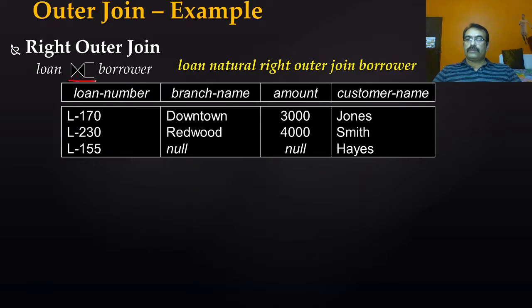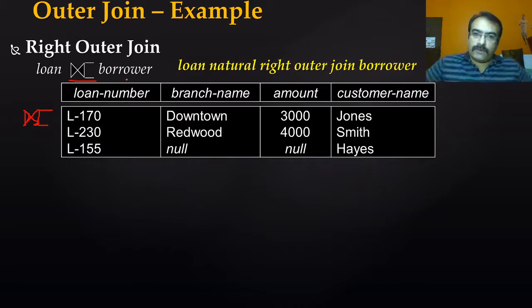So now we have the join operation having a line extension on the right side. So all the leftovers from borrower will be taken into consideration. So here L55 is coming, L260 is not appearing, and as we don't have values of branch name and amount with us, they will be presented as null.